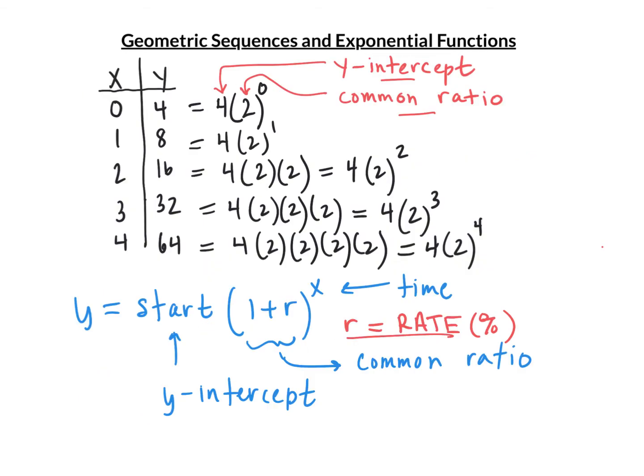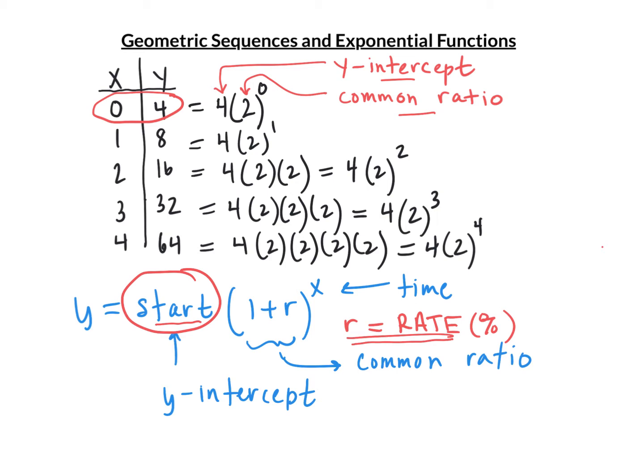Here's that table again. In general, an exponential equation is of the form y equals the start. Now when I say start, that means it's the y-intercept. Look, we started at 4 and 0, 4. When x is 0, I'm on the y-axis and I'm up at 4. That's the y-intercept. Times 1 plus r, where r is the rate. It's the percentage that you're growing by, to the power of x, where x is usually time.